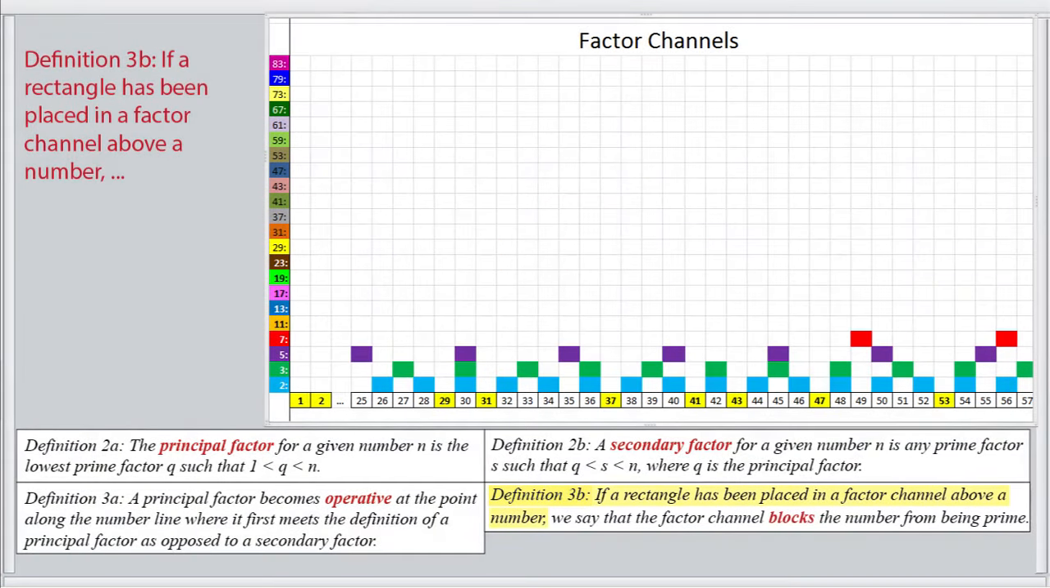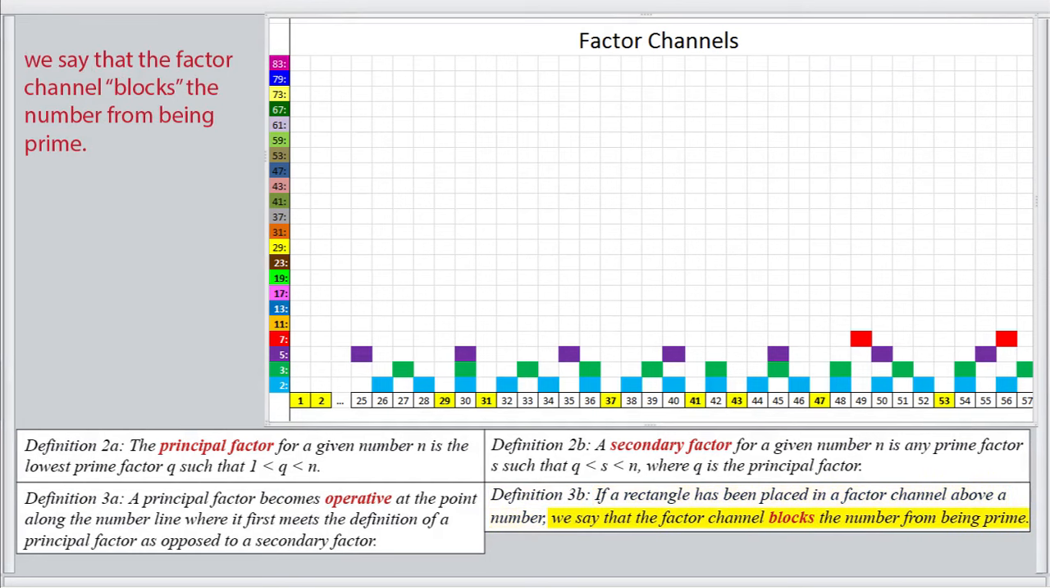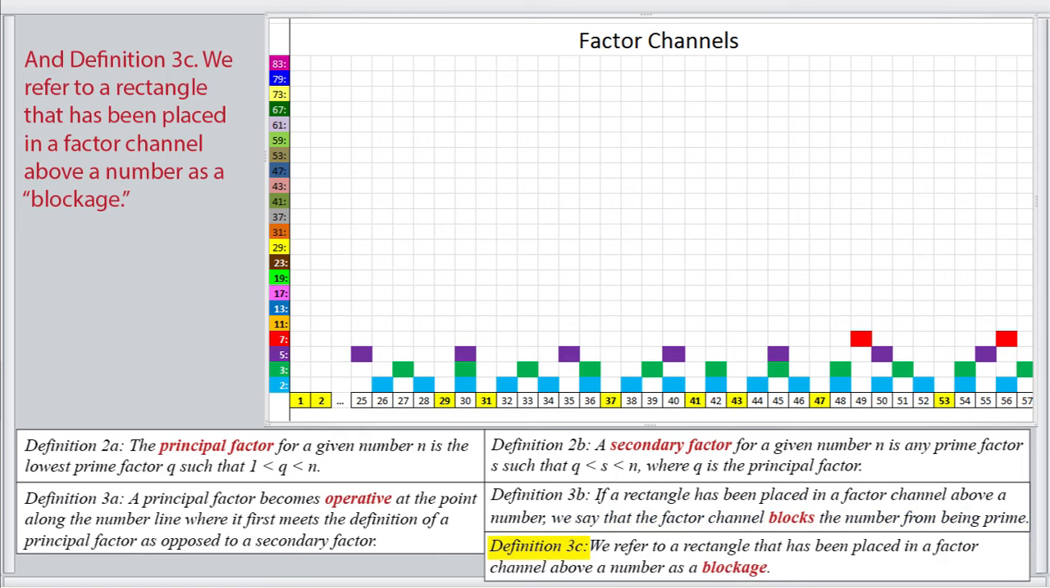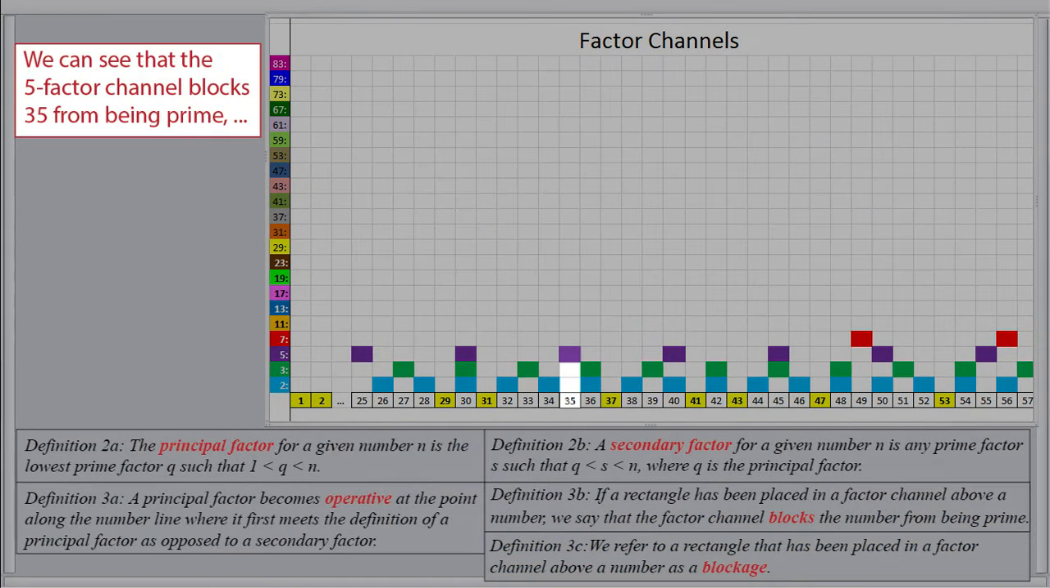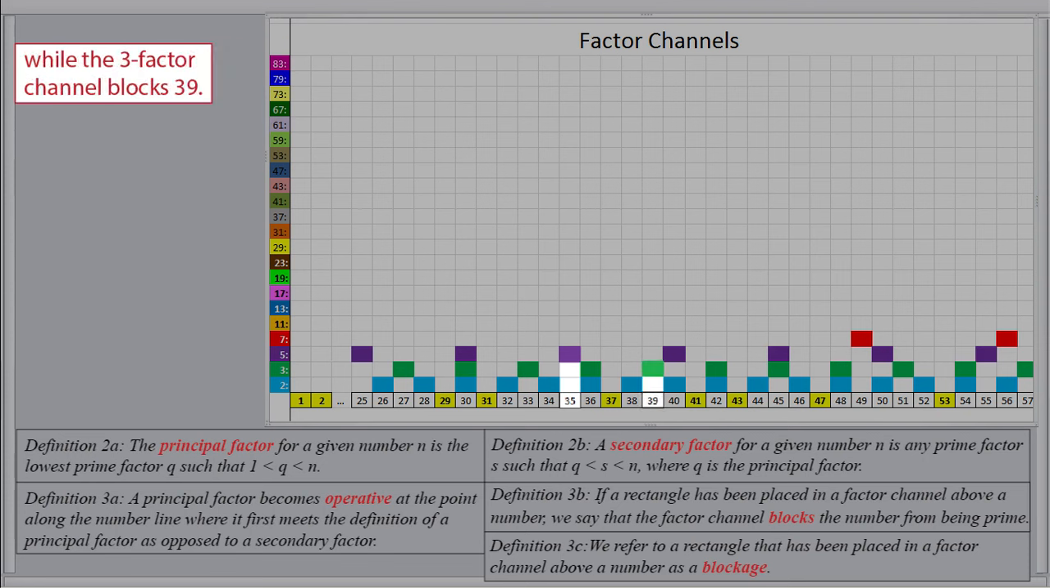Definition 3b. If a rectangle has been placed in a factor channel above a number, we say that the factor channel blocks the number from being prime. And definition 3c. We refer to a rectangle that has been placed in a factor channel above a number as a blockage. We can see that the 5-factor channel blocks 35 from being prime, while the 3-factor channel blocks 39.